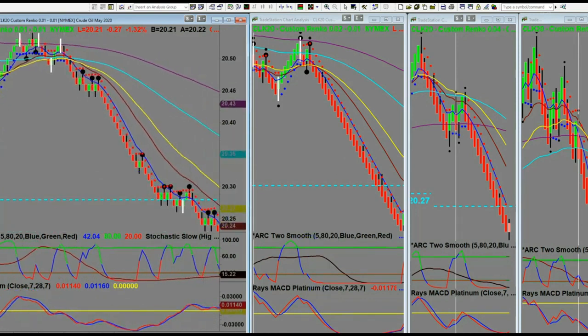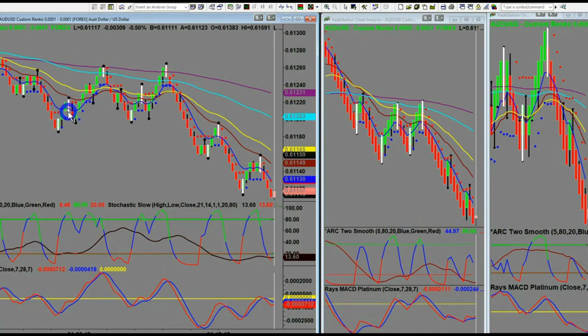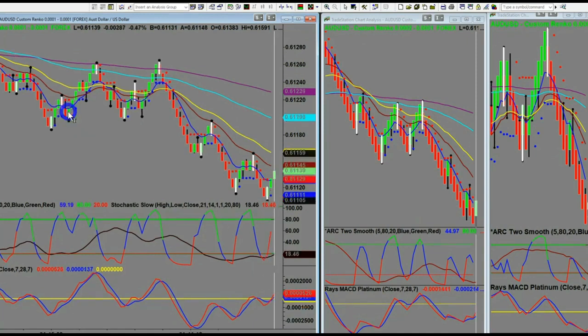Now what if you trade the Forex markets? So we're looking at Forex here. This is the Aussie dollar using Renko.